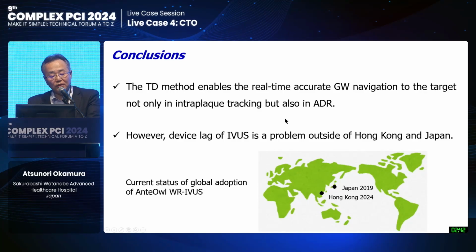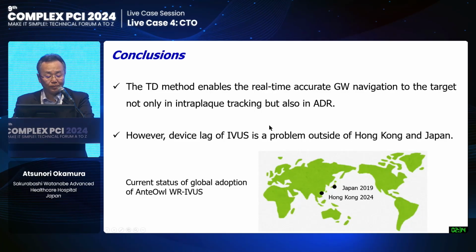So in conclusion, the tip detection method enables real-time accurate guide wire navigation to the target, not only in intraplug tracking but also in ADR. However, just now, device availability, especially IVUS, is a problem outside of Japan and Hong Kong. So we are pushing the IVUS companies to export or make a short tip pullback IVUS for CTO intervention. So thank you for your attention.